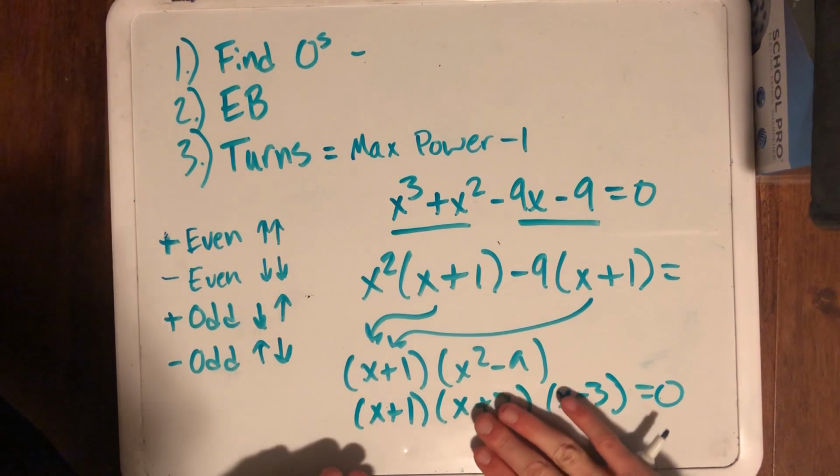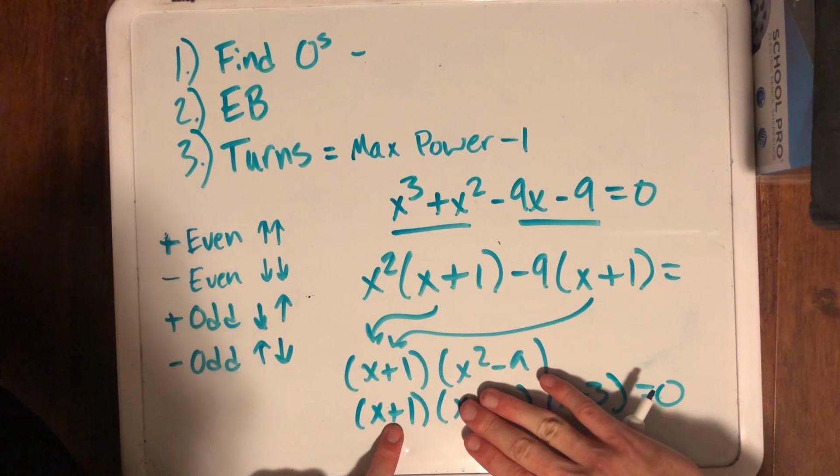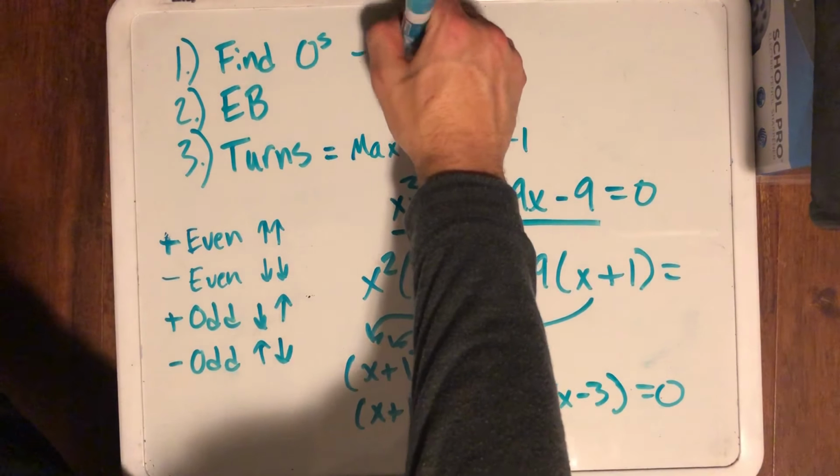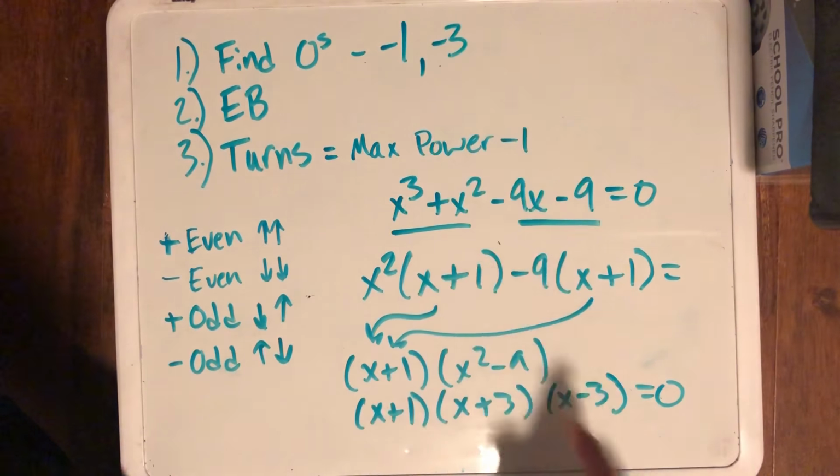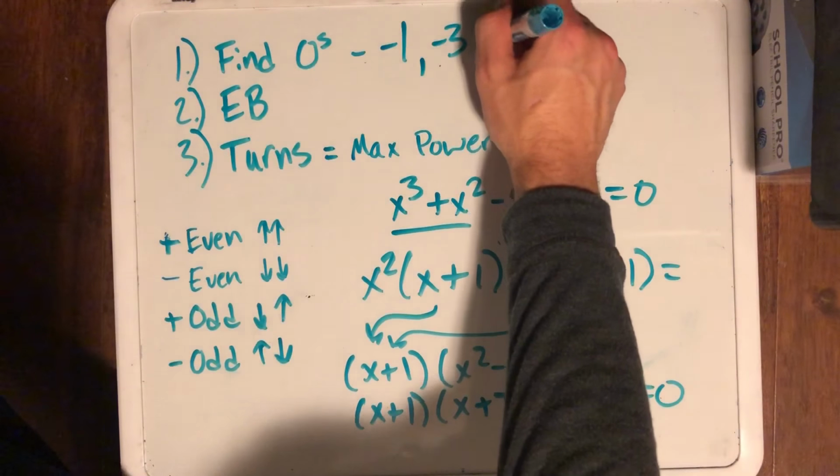If we look at just our far left, this x plus 1 here, if we wanted to make that equal to 0, one of our zeros will be -1. If we look at our +3, one of our zeros would be -3. And then if we look at our -3, one of our zeros will be +3.